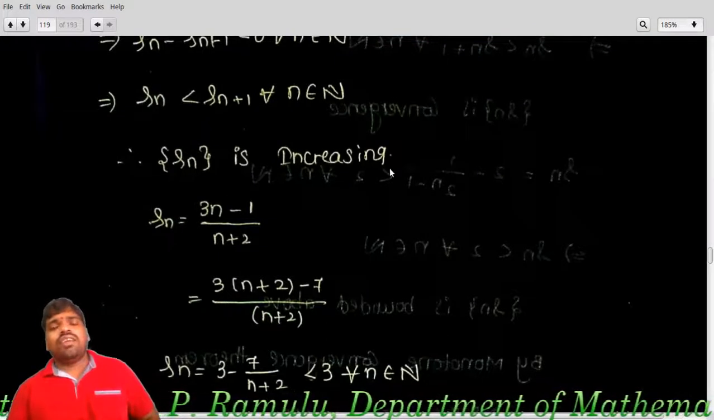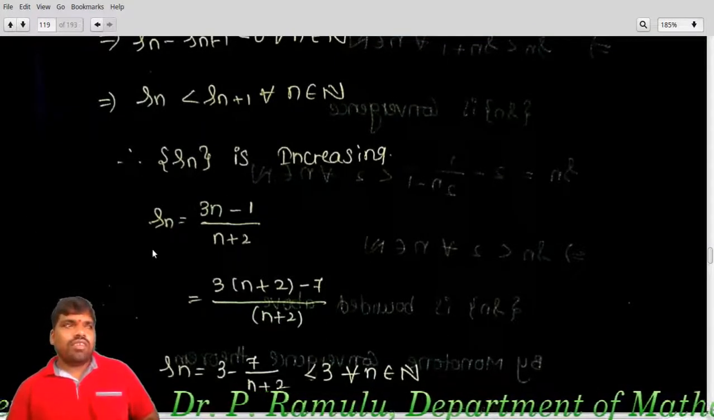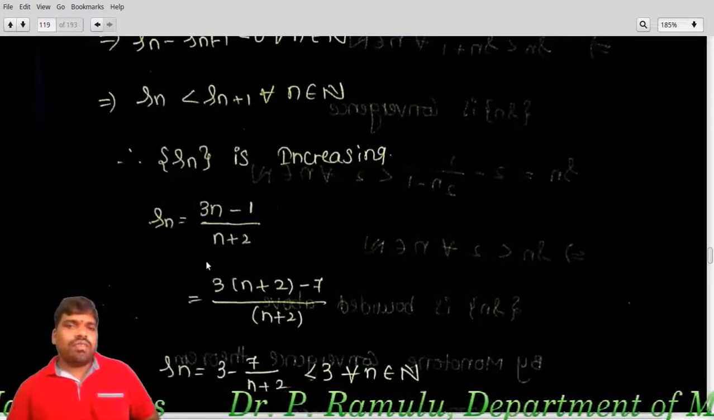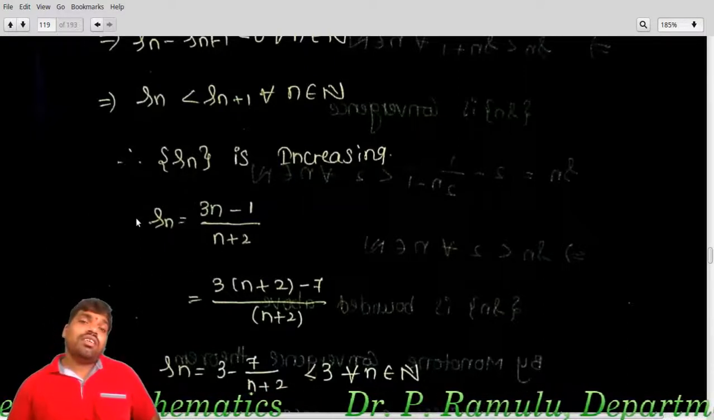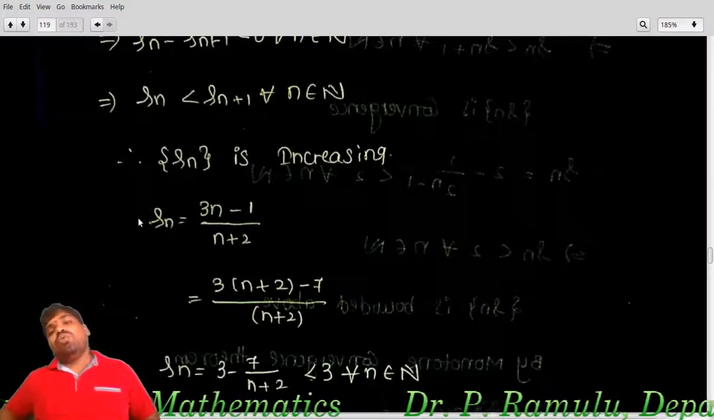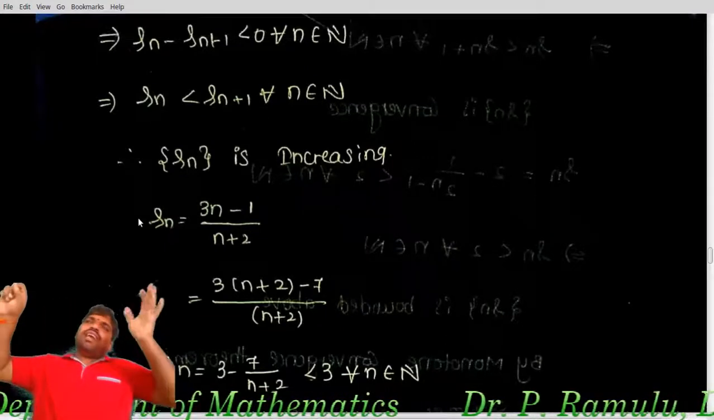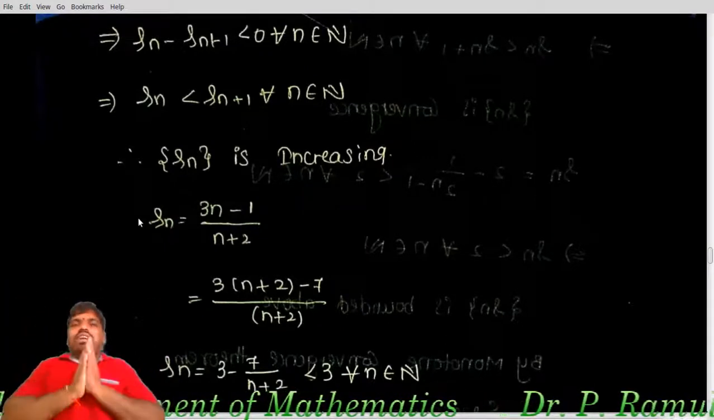Therefore, Sn equal to (3n minus 1) by (n plus 2) is an increasing sequence. Okay, increasing, I showed that. If it is increasing, we know that it has a lower bound. An increasing sequence has a lower bound. That thing I know.